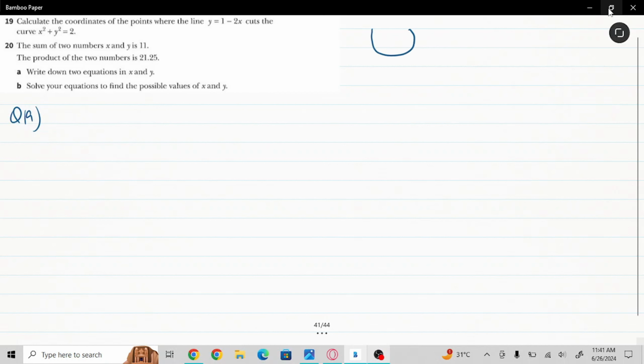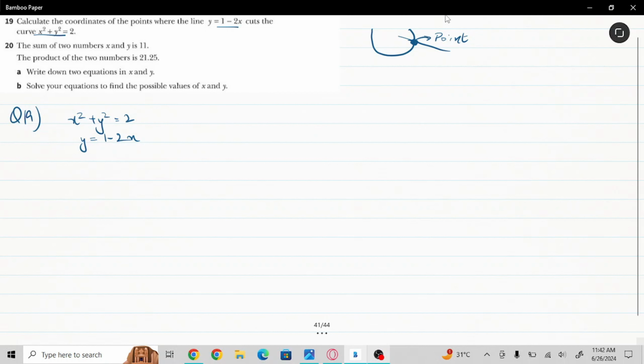They are saying that there's a line which is cutting a curve at a point, and we have to find that specific point, actually the coordinates of that point. At this point, the equations of these two, y = 1 - 2x and x² + y² = 2, are the same because the coordinates are the same at this point. So x² + y² = 2 and y = 1 - 2x are internally connected, and we can input each of these values into one another.